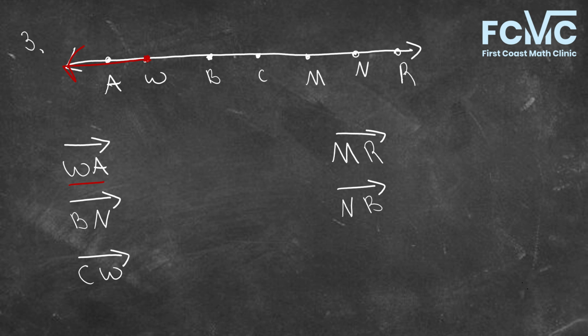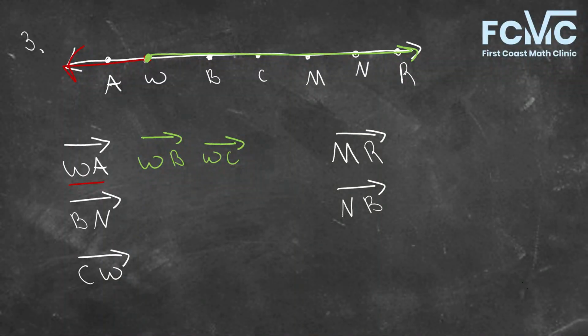What will the opposite ray be? So we want the same endpoint. So same endpoint is going to be W, and it's going to extend to the right in the opposite direction. So you can name this WB, or any of the points here, WC. Okay, so any of these points.